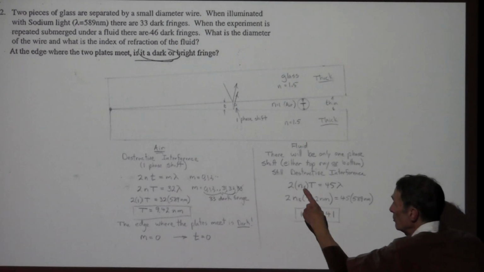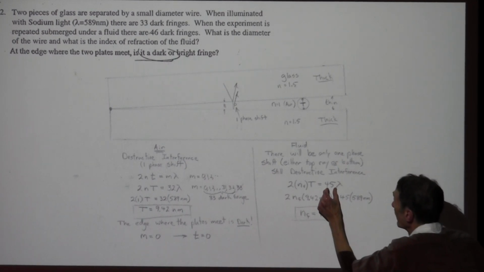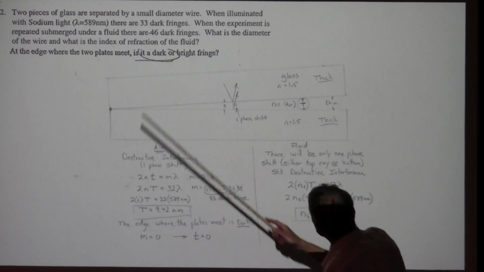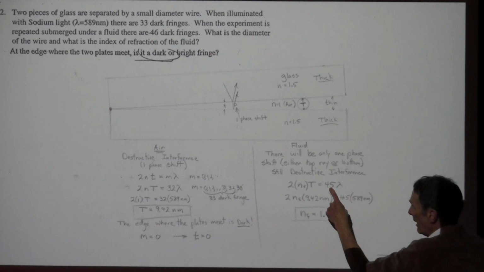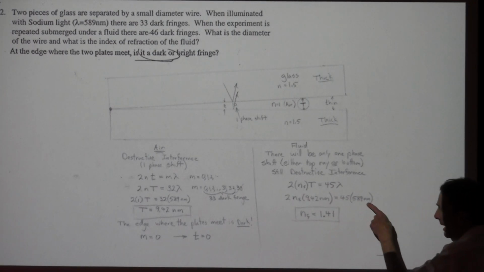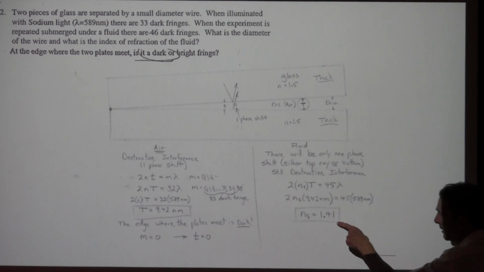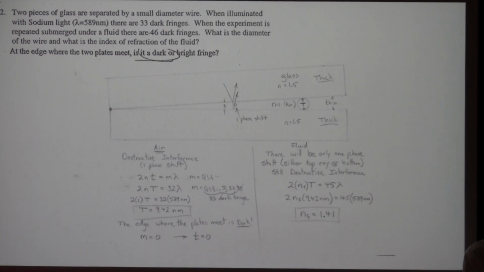You will use 2nt, but now that's going to be 45 wavelengths, since it went to 46 dark fringes. So again we count 0 up to 45 times the wavelength of that light, and then we can get the index of refraction of the material. So, some examples of these things.